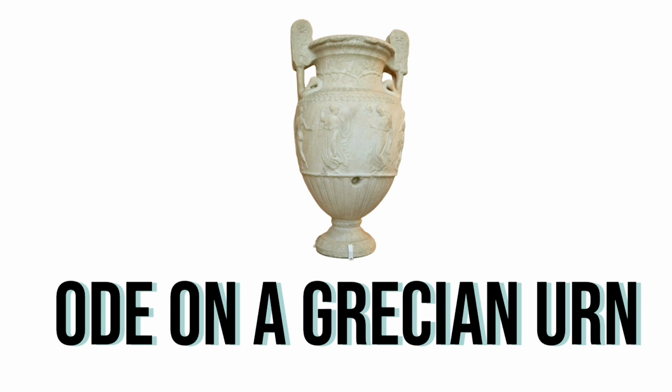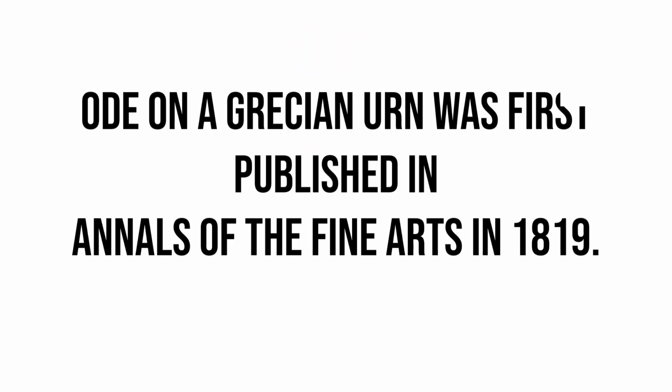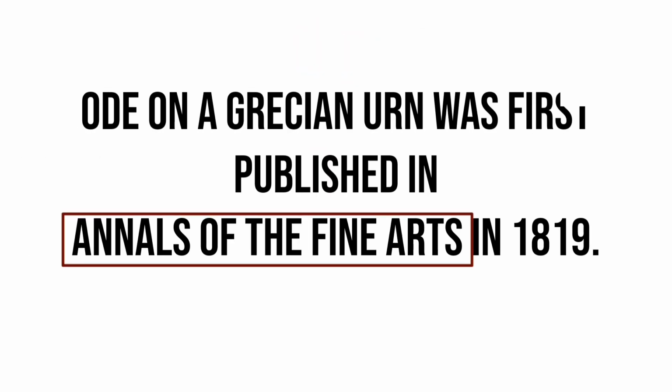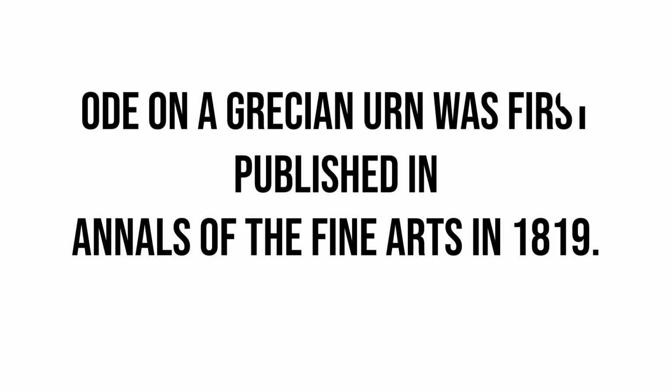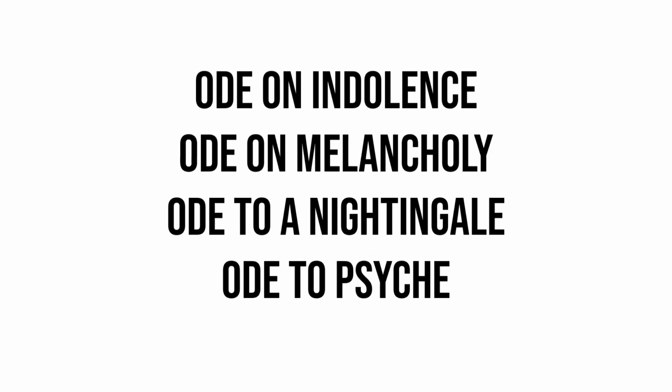In today's video, we will explore the John Keats Ode on a Grecian Urn. So, Ode on a Grecian Urn was first published in 1819 in Annals of the Fine Arts. This ode is a part of the great odes of 1819 by John Keats, which also includes Ode on Indolence, Ode on Melancholy, Ode to a Nightingale, and Ode to Psyche. These are the five odes, including Ode on a Grecian Urn.